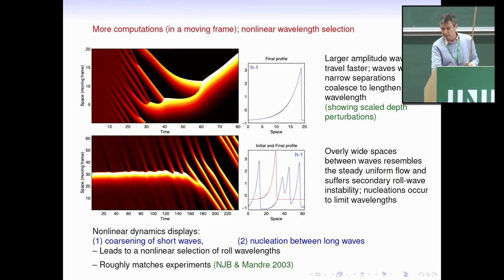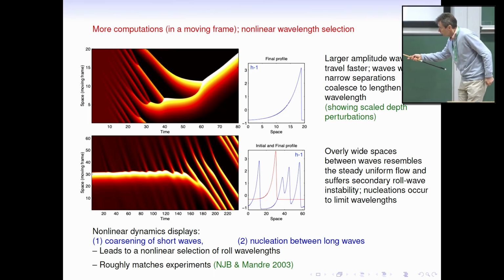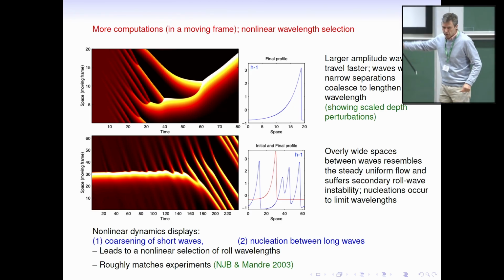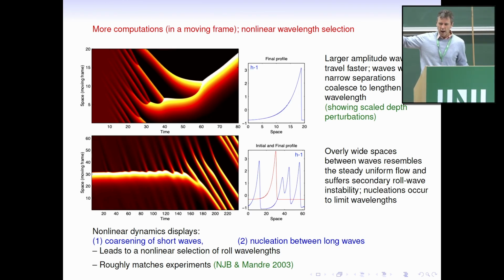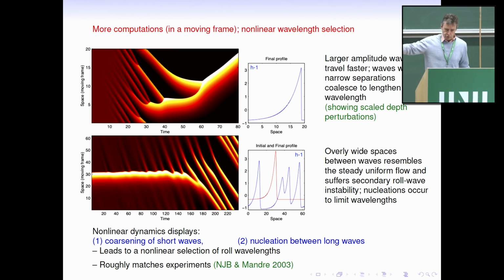So you see interrupted coarsening in this particular problem. That leads to some sort of a nonlinear selection of what the wavelengths should be. And we did some experiments, like I showed you a couple of slides ago, where you see this type of phenomenon. That's using a wave maker to trigger roll waves of a certain wavelength. And if you trigger roll waves that are too long, you see they don't survive.